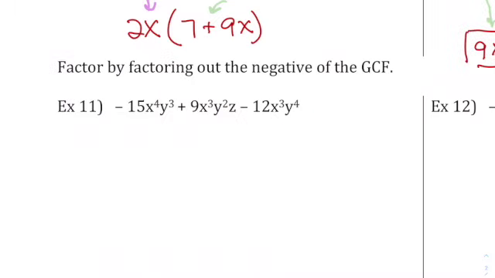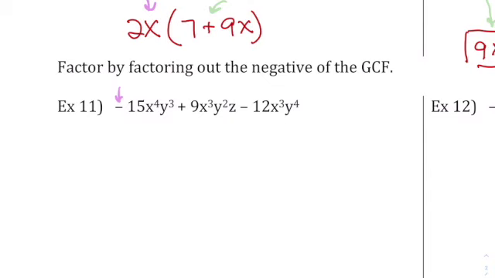Number 11 is a little different. Number 11 is factoring by factoring out the negative of the GCF. So most of the time we do not like the negative sign in the front because we are eventually going to factor different stuff. We would like to make sure that's a positive. So to factor out a negative is not hard. It's just literally changing everybody's sign from positive to negative, negative to positive.